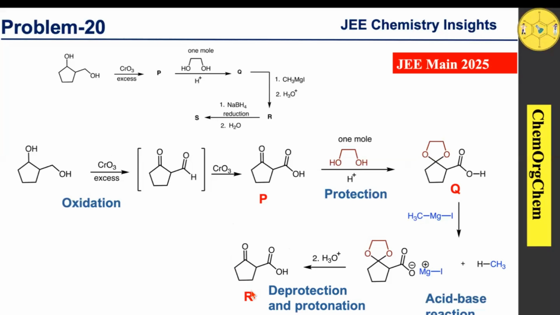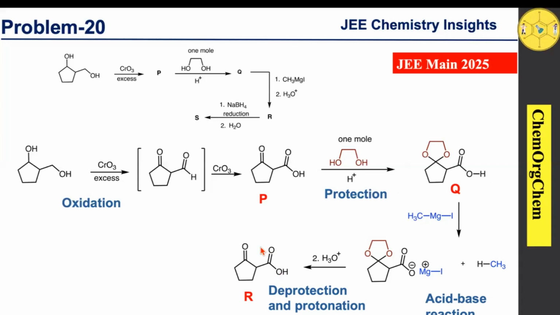Which is R. So now you see this P and R are both the same. So the name is 2-oxacyclopentane carboxylic acid. Therefore, the protection and deprotection of the ketone allowed us to carry out selective reaction if other electrophiles were present. But here the Grignard primarily reacted with the more acidic proton.